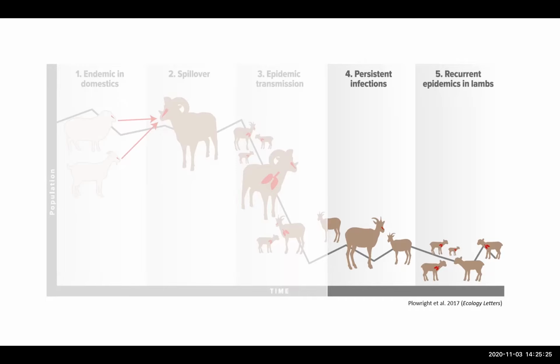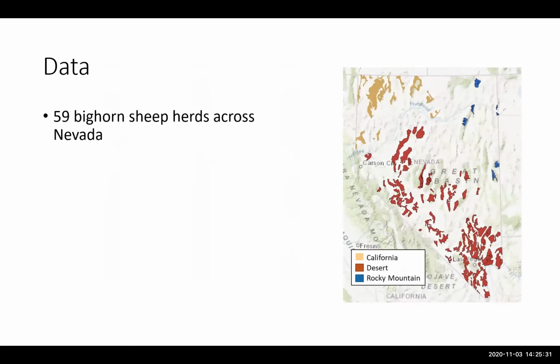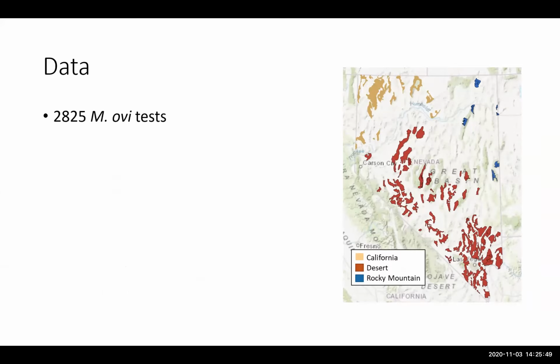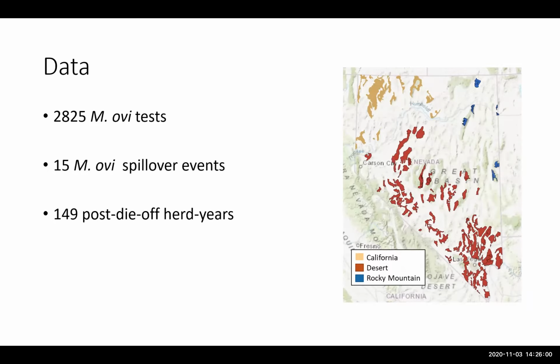To get at this, I've been utilizing a data set from the Nevada Department of Wildlife, looking at demography of 59 bighorn sheep herds across the state. And this includes 43 years of aerial population counts and classifications, and information on 3 different subspecies: Californias in the Northwest, Rockies in the Northeast, and deserts all across the South. For health data, we have almost 3,000 PCR and ELISA results for MOV, and information on 15 MOV spillover events, which has led to 149 post-die-off herd years for analysis.